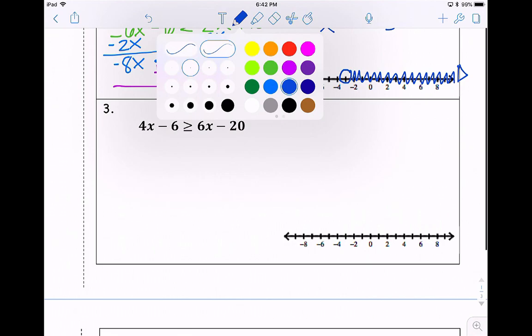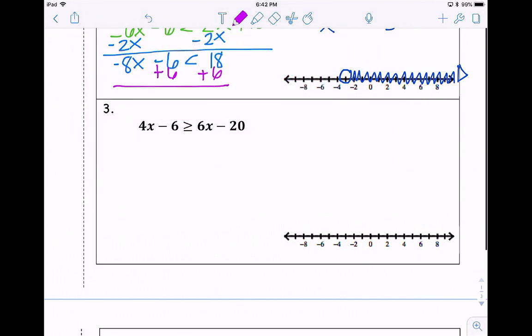So I'm going to do this one a little bit differently. Usually we would move the 6x to the left, but I'm going to go the other way. I'm going to move the 4x to the right. So I'm going to subtract 4x. Again, we do the opposite to get it to the other side. So I'm going to subtract 4x. When I do that, these are a zero pair, so they cancel. I get -6 is greater than or equal to 6x minus 4x is 2x minus 20.